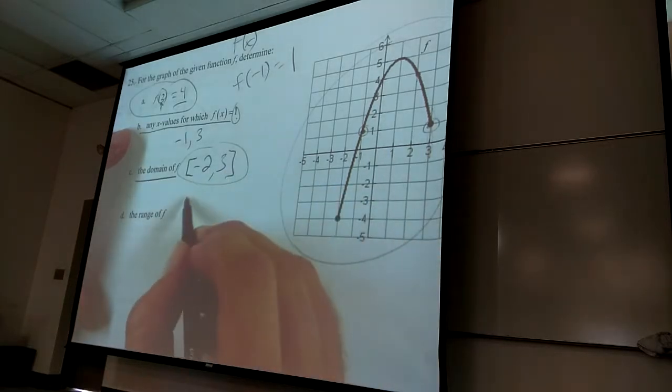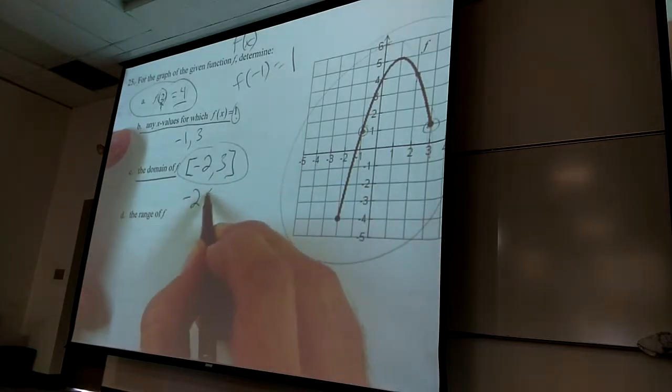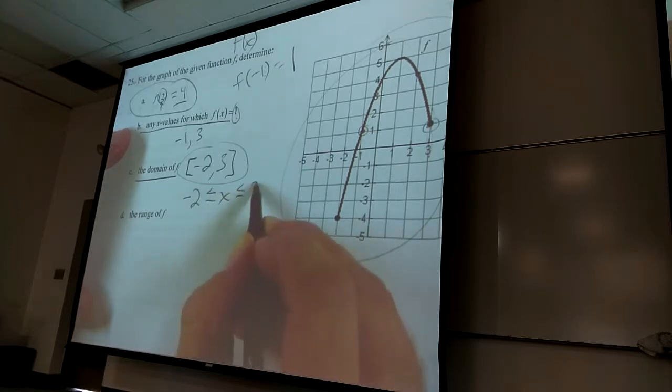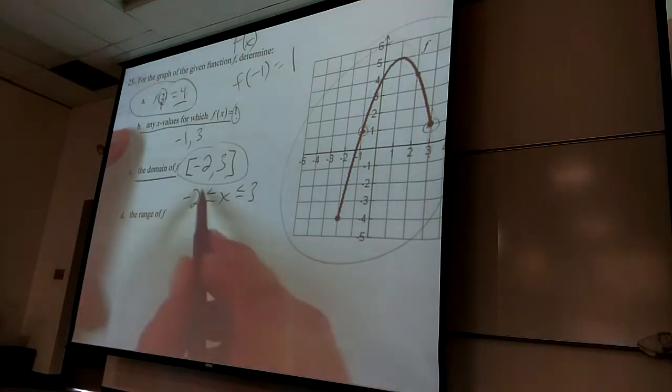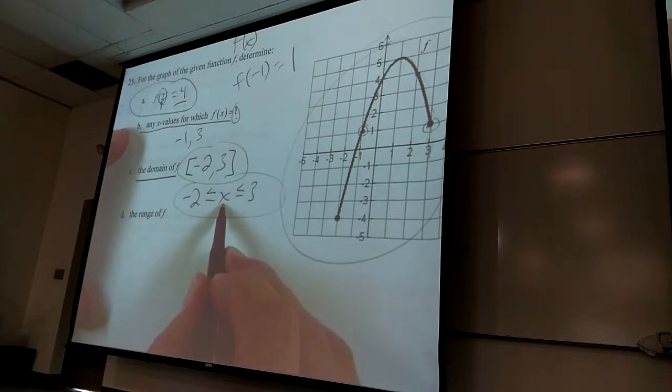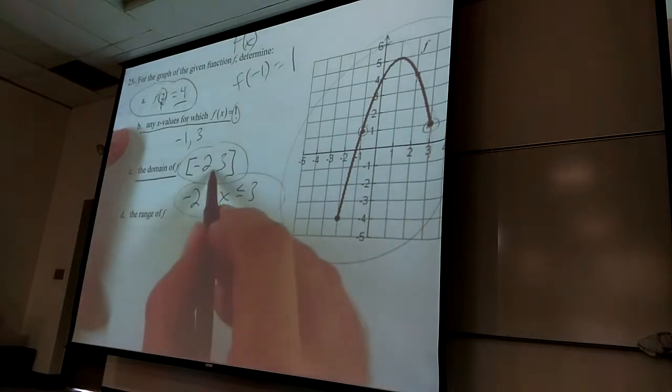The idea behind this: it's -2 is less than or equal to x, which is less than or equal to 3. So what's a better way to read this? x is between -2 and 3, which is what this means.